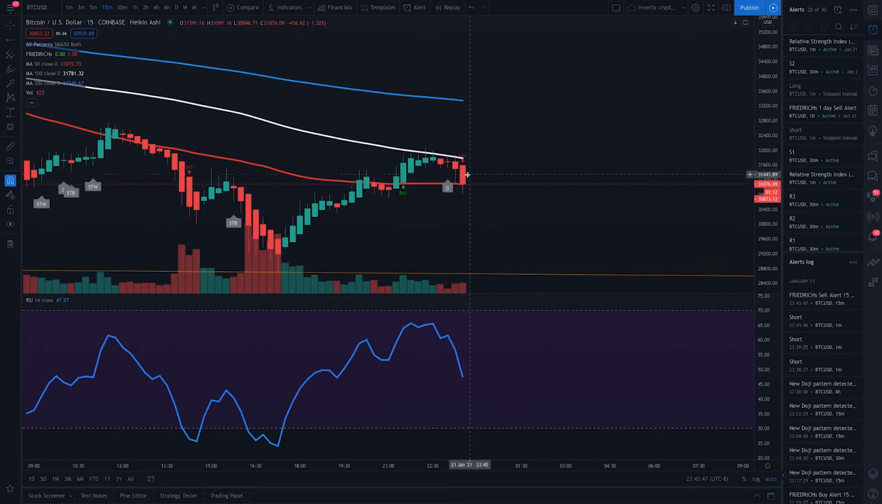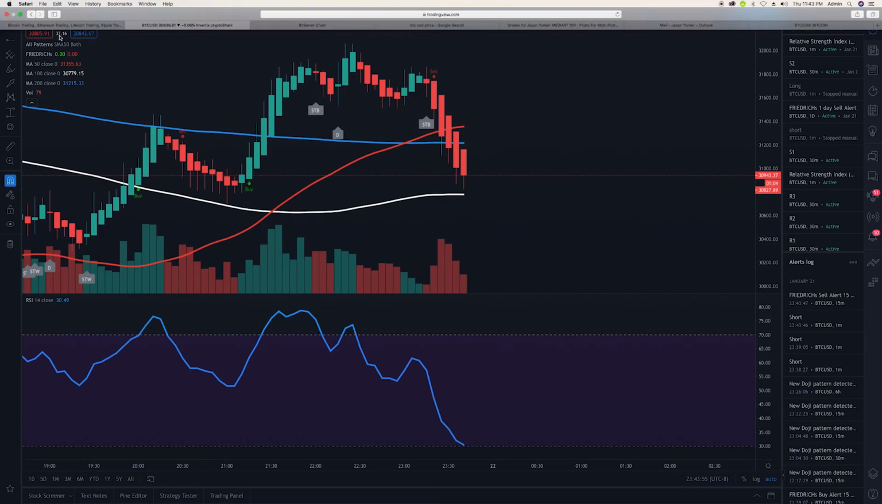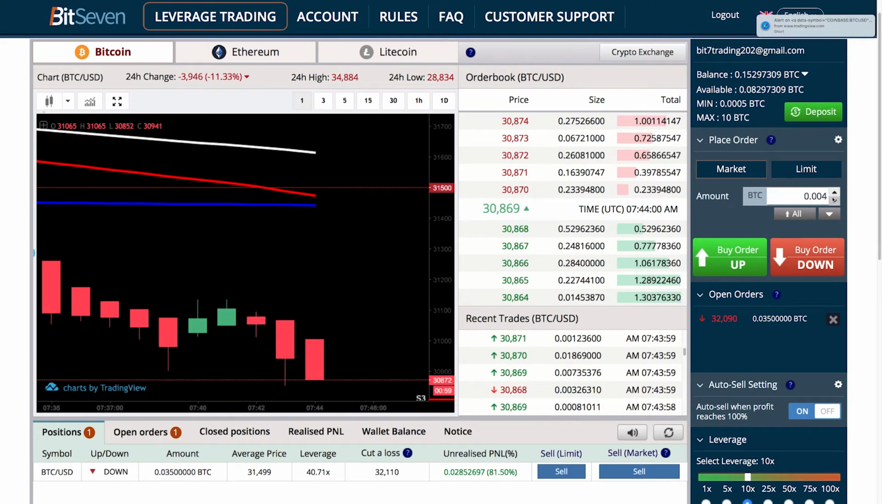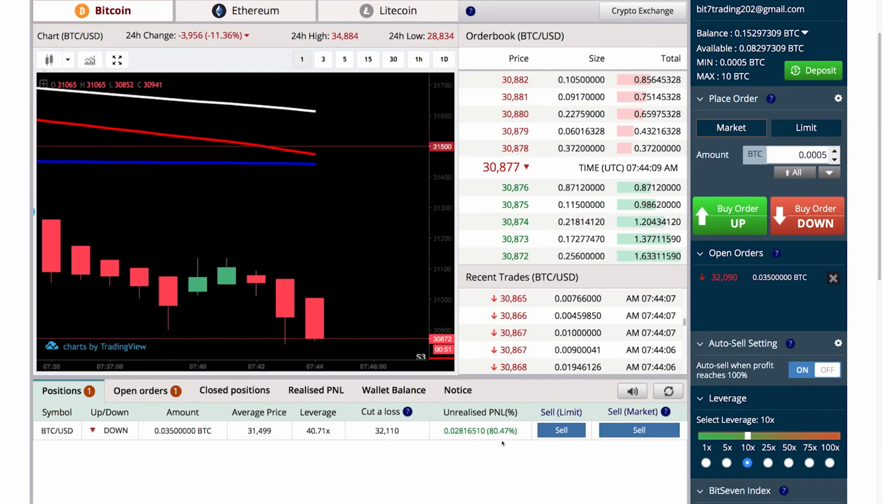Live a little. All right, so here we go. Let's check it out. We're watching these candles. We're on the 15. I can clearly see that we have momentum going down on the 15 and the 5. All right, we're up 81% on this position at 0.35 BTC. All right, you can see I got my auto sell on at 100%. Sometimes I leave it on.